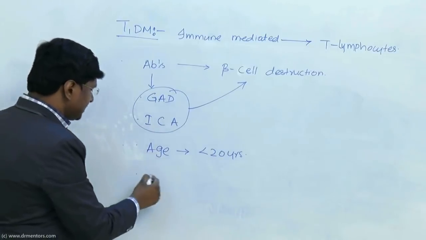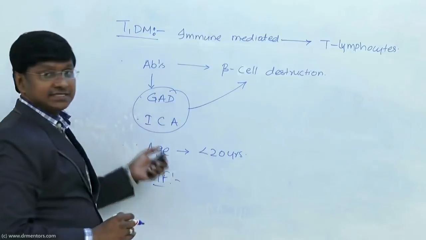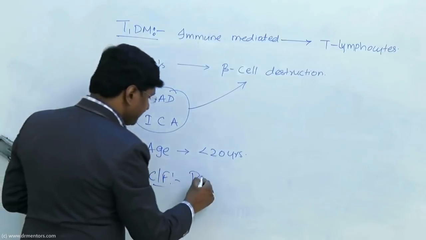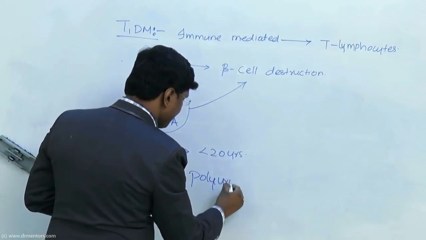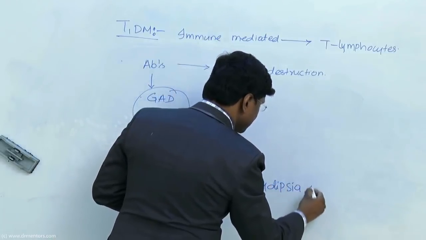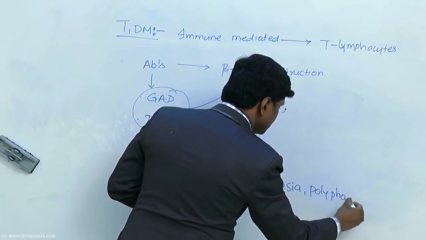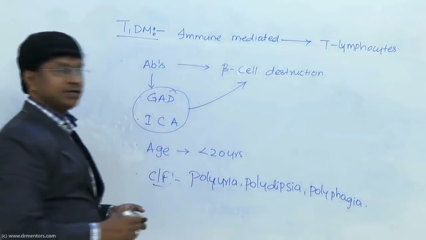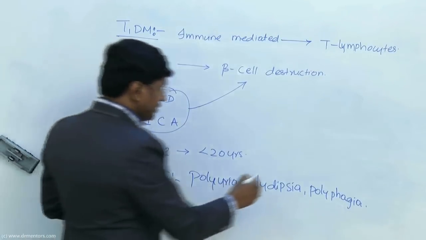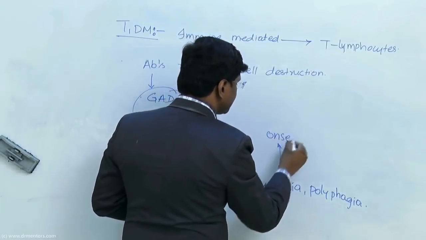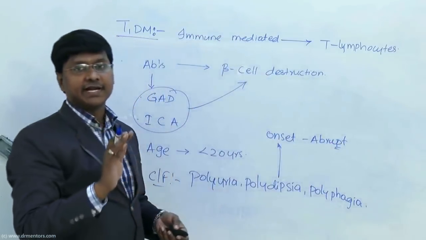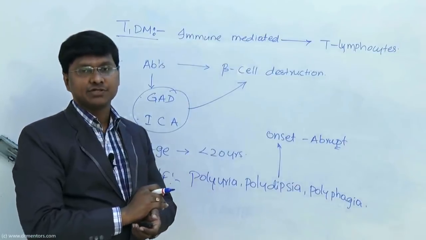Next, the clinical features in individuals with type 1 diabetes mellitus are the classical clinical features, that is polyuria, polydipsia and polyphagia. These are very important clinical features in these patients. Now, the onset of these clinical features is abrupt. Remember, they will not have a gradual onset of the clinical features, they will have an abrupt onset.